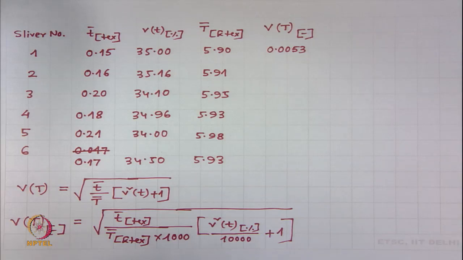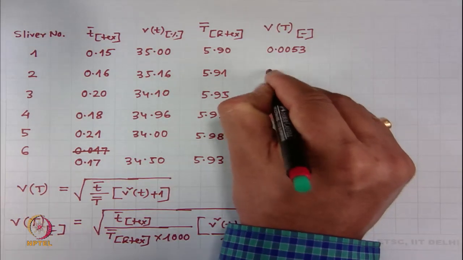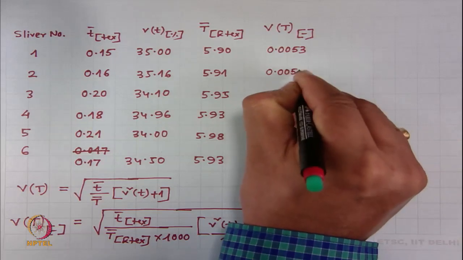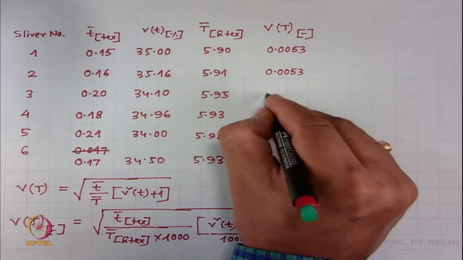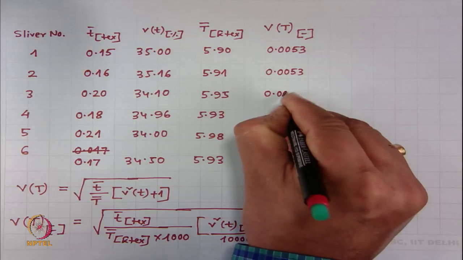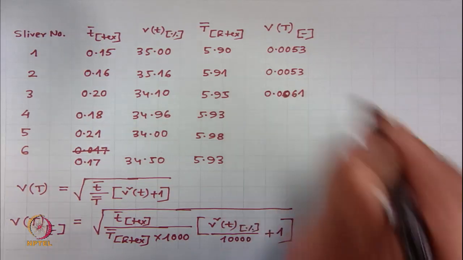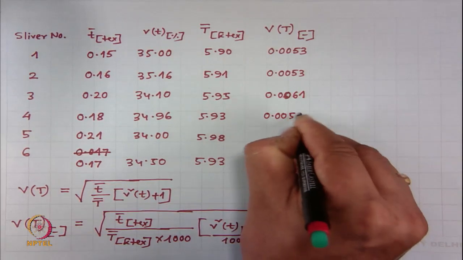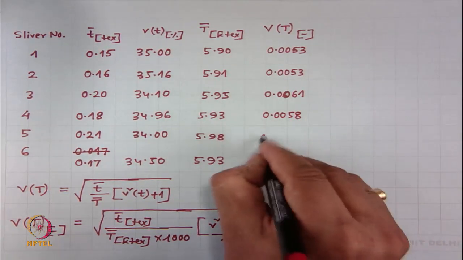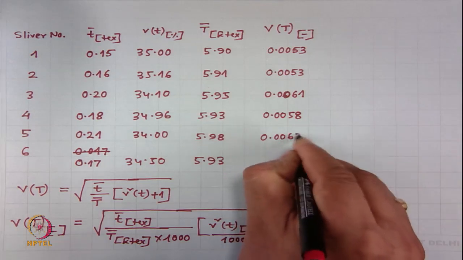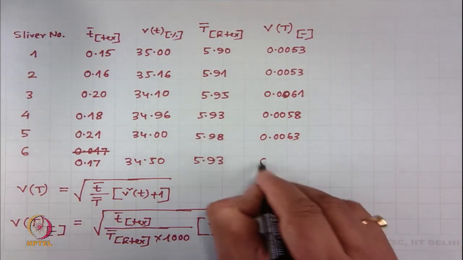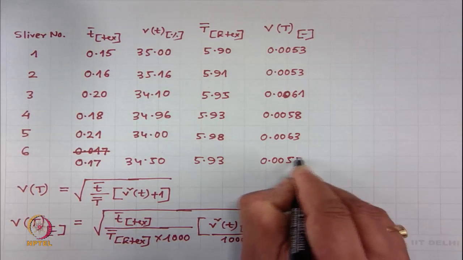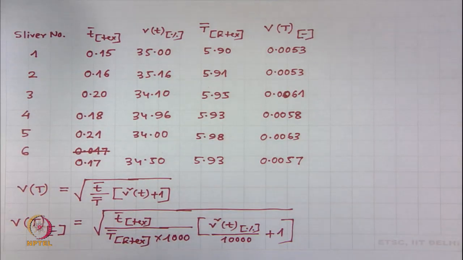Similarly, for the next one roughly same reading, 0.0053, then you will get 0.0061, then you will get 0.0058, then you will get 0.0063, the last one you will get this. So, this is the individual you will get.